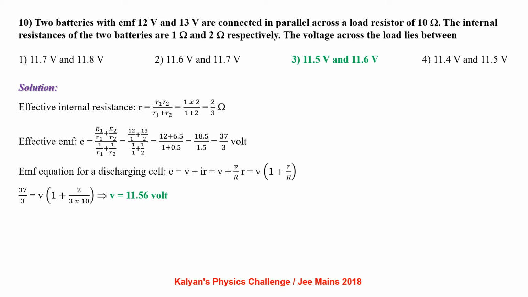EMF equation for a discharging cell is E equal to V plus Ir, that is V plus V by capital R into small r, which comes out to be V of (1 plus r by R). So 37 by 3 equal to V of (1 plus 2 by 3 into 10), which gives us V equal to 11.56 volt. So the correct option is 3.